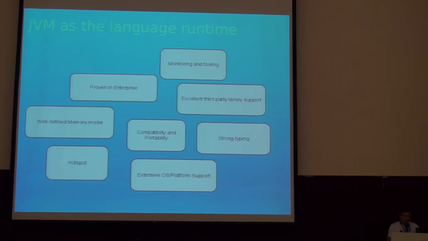Once you write your runtime in Java bytecode, you get all these features for free. You get a well-defined memory model, so you know when variables are going to become visible in other threads. You get strong typing support. You get extensive OS and platform support. So if your language runs on a generic JVM runtime, it works out of the box for Linux, for Windows, and for all sorts of platforms. You don't have to rewrite JRuby, the Ruby runtime, to work on all those other platforms.